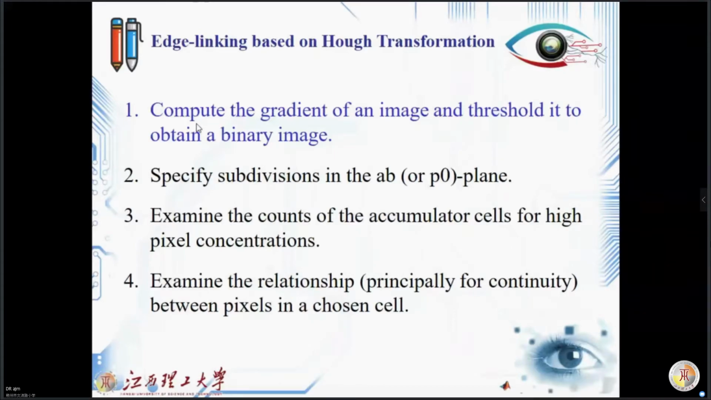To have this process, first we should compute the gradient of the image and threshold it to obtain a binary image. Then we should specify the subdivision in the rho-theta plane. Then we should examine the counts of the accumulator cells for high pixel concentration. And in the fourth step, we should examine the relationship, or principally the continuity, between the pixels in the chosen cell.